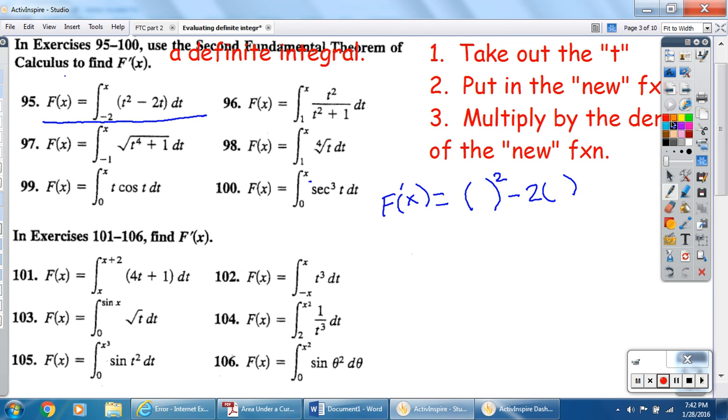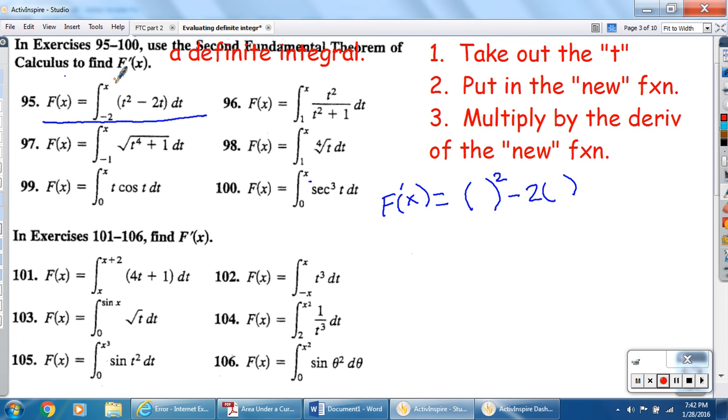That's step number 1. Take out the t. Step number 2 is to put in the new function. In this case, the new function is x. I'm going to put an x where the t was and an x where the t was. So the first derivative is x squared minus 2x.